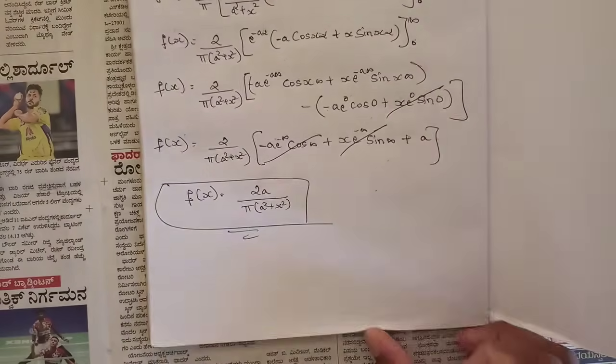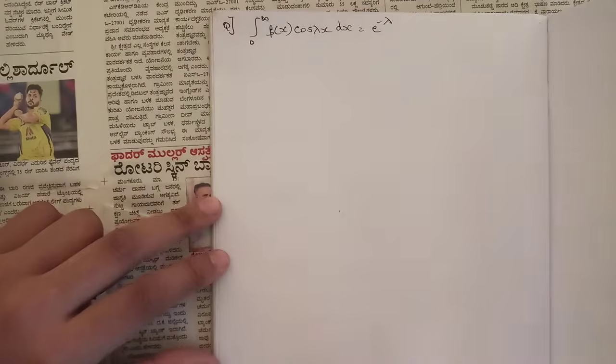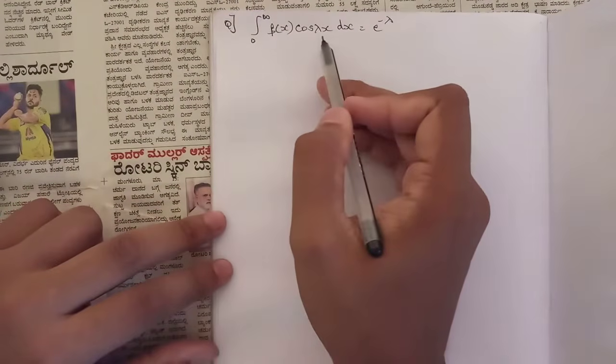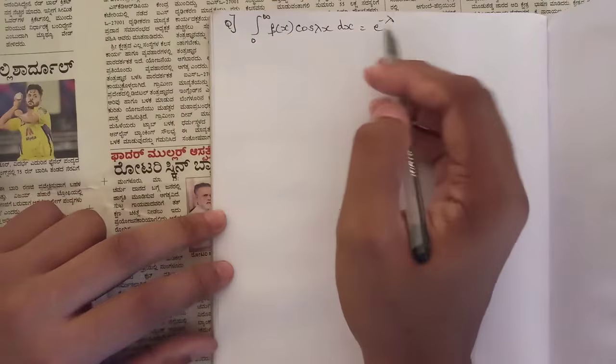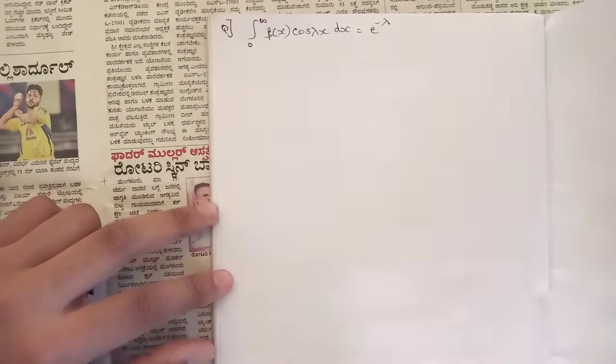Now we'll solve one more problem. This is your next problem, that is the integral from 0 to infinity of f of x cos lambda x dx is equal to e to the power minus lambda. This is similar to the problem which we have solved before.